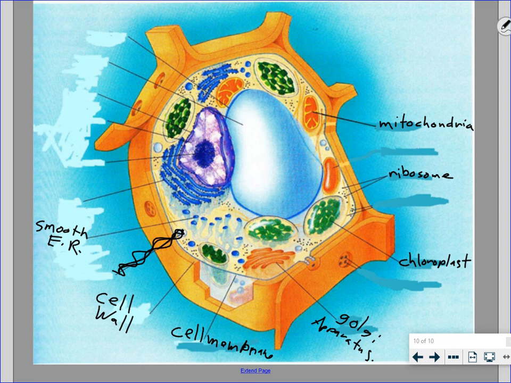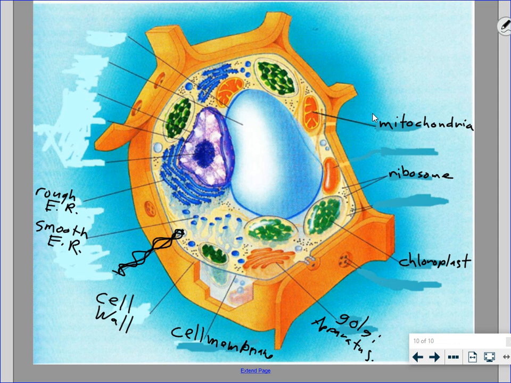All right, then we've got the rough ER right above that. Same job. It's got to transport proteins. Plants make proteins, some plants more than others, but all plants still need protein. If you ever look at the nutritional information on your food, obviously meat would have lots of protein in it, but plants do have some protein in them as well, especially legumes and nuts. They're going to have a lot more protein in them, but protein is still being transported around by the rough ER in a plant cell and produced by the ribosomes.